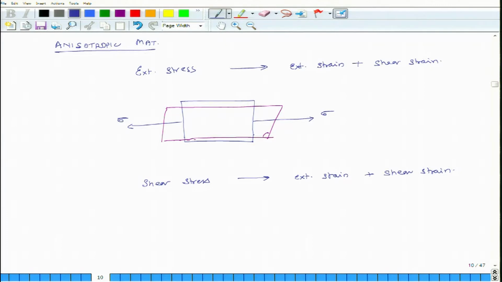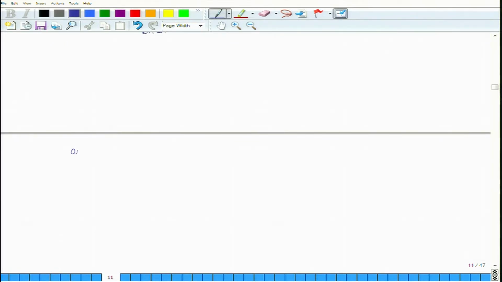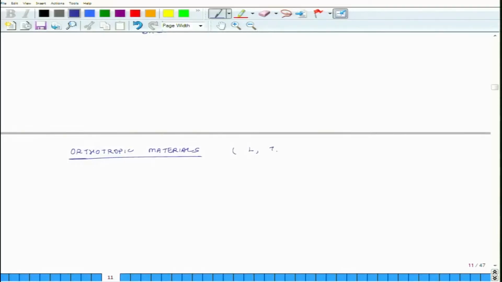Then we have orthotropic materials. This is the third case. When we say orthotropic materials, what does it mean? We had discussed this earlier, that they have 3 different material axes. So, what are those material axes? L, T and T prime. And in general, we will consider 2 special cases, 2 situations here.